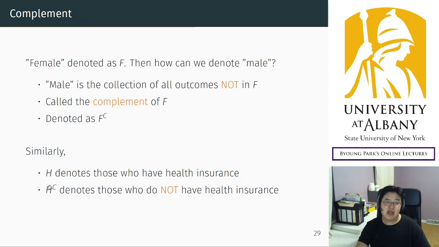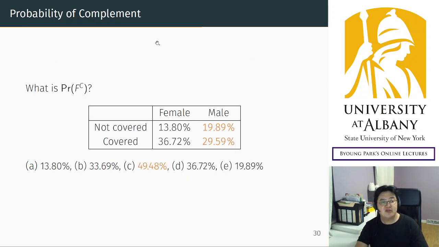Because H complement is those who do not belong to H, so not belonging to the health insurance covered group, then they are not covered. So that's complement. It's an operation. When you have an event, you can generate another event using the complement operation. And then we can think about the probability of the complement like this.